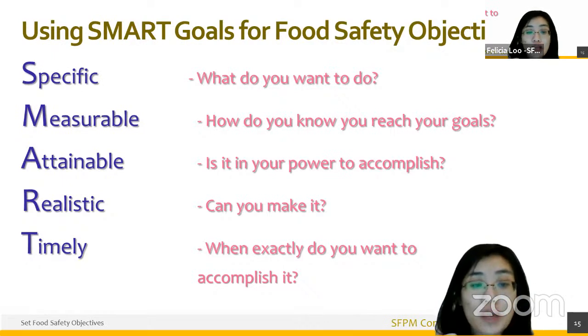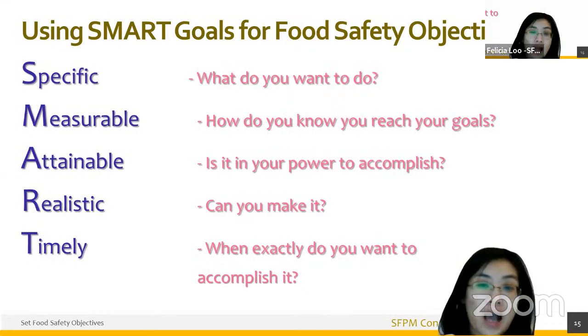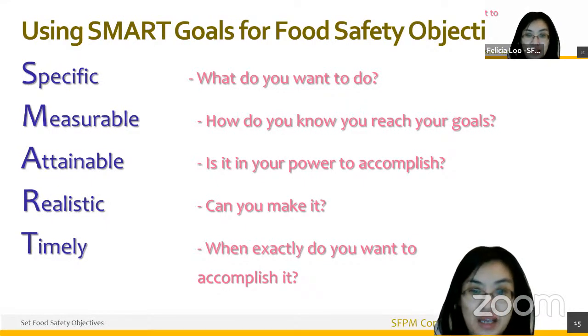You also want to make sure that your goals are measurable. In a sense, how do you know that you reached your goal? A good example would be using data or numbers to measure your goals. I want to reduce X by 50%. I want to achieve X number of inspections. I want to make sure that this is being done at X percentage.